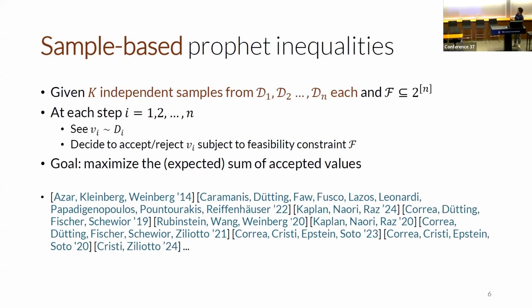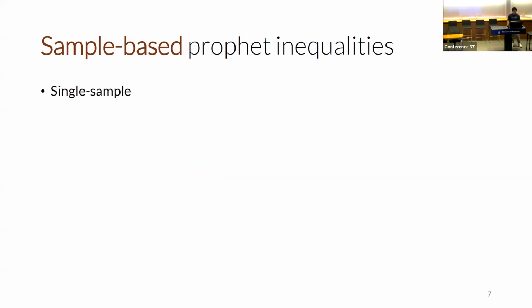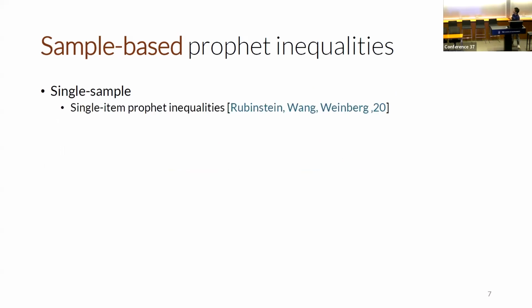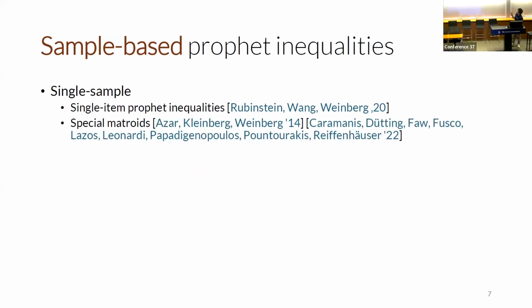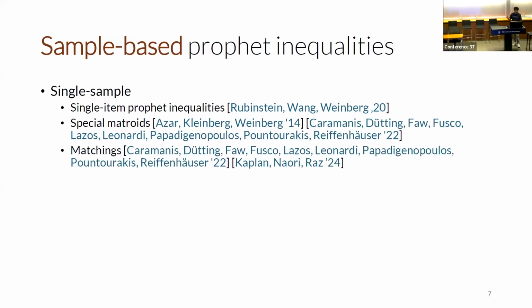There is a rich line of work in related settings. Specifically, a lot of work focuses on the single sample case, which asks: if only a single sample from each distribution is available, what's the best we can do? Very surprisingly, for the single item prophet inequality, we can actually achieve the optimal via a single sample. There are also other works on special matroids or matchings, etc.